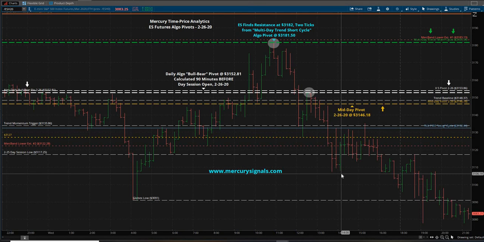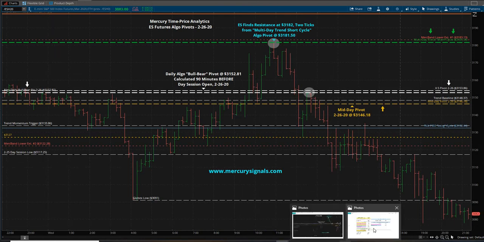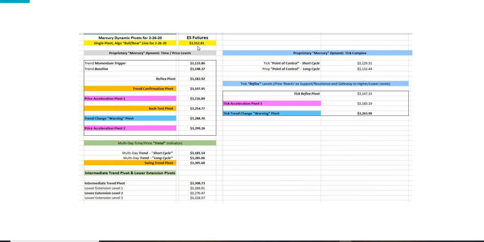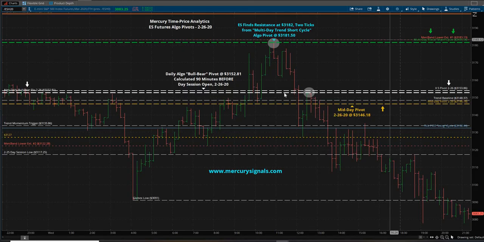In the morning, one of the first things that we do is run our algorithmic pivots. The most important number of the day is this one right here, the daily algo bull bear pivot. Today it was 31.5281. The day session opens at 9:30 Eastern time, and this is produced about 8 o'clock. We post this for our subscribers, and you can see right here, 31.5281. So we knew that level was going to be important.